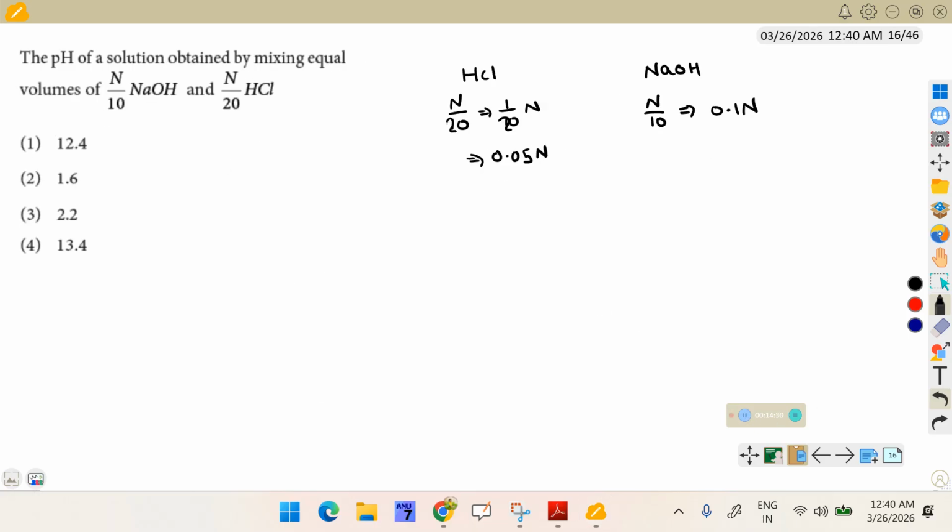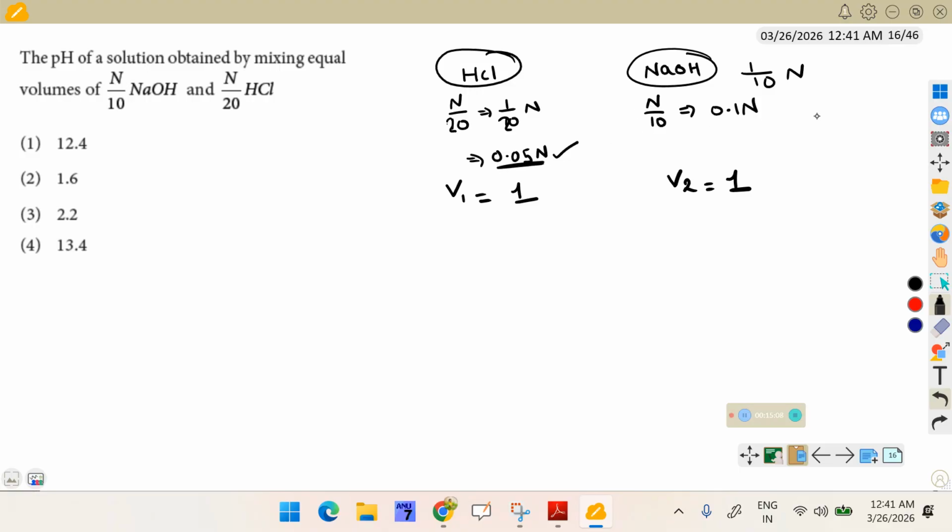The pH of the solution obtained by mixing equal volumes. Volumes remain equal, so V1 value is equal to 1 ml. V2 value is also equal to 1 ml. N by 10 NaOH is nothing but 1 by 10 normal NaOH, so its normality is 0.1 normal. N by 20 HCl is 1 by 20 normal, 0.05 normal. Both are strong only: HCl is a strong acid, NaOH is a strong base.